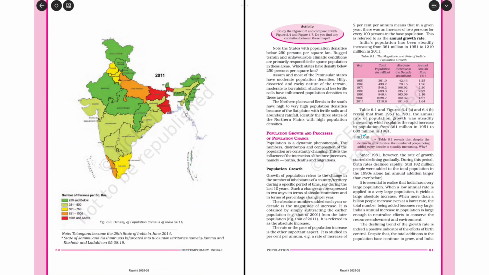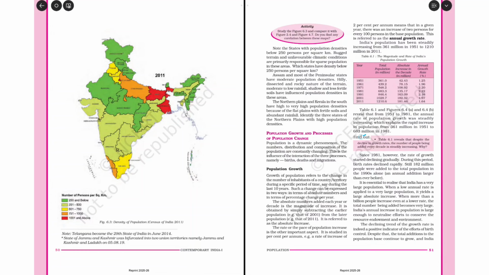Now, here's where the text introduces a mathematical paradox that I really want to unpack. Let me read the rest of this section. India's population has been steadily increasing from 361 million in 1951 to 1,210 million in 2011. Tables 6.1 and figures 6.4a and 6.4b reveal that from 1951 to 1981, the annual rate of population growth was steadily increasing, which explains the rapid increase in population from 361 million in 1951 to 683 million in 1981.